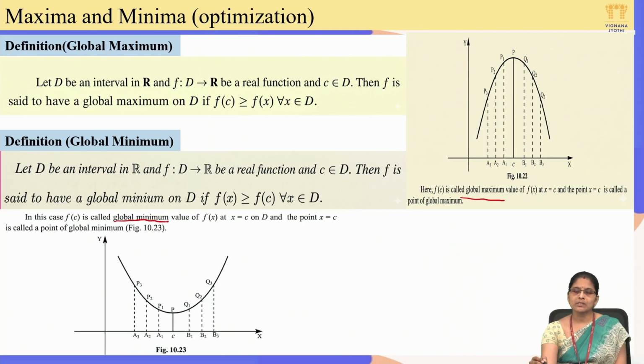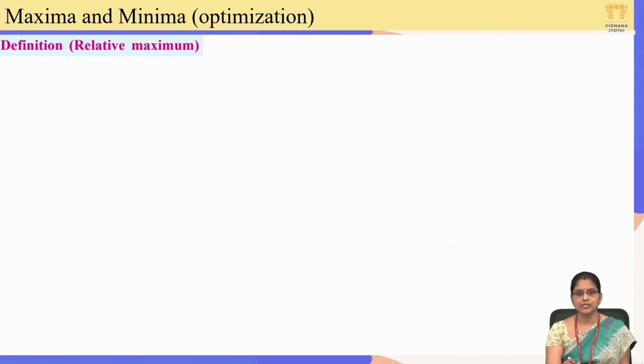In the global maximum, the function f of x has its highest point at x equal to c. The highest point on the entire graph represents the global maximum. In the second graph, at the point x equal to c, it has a global minimum. That means on the entire graph, x equal to c gives the least value, so it represents the global minimum.